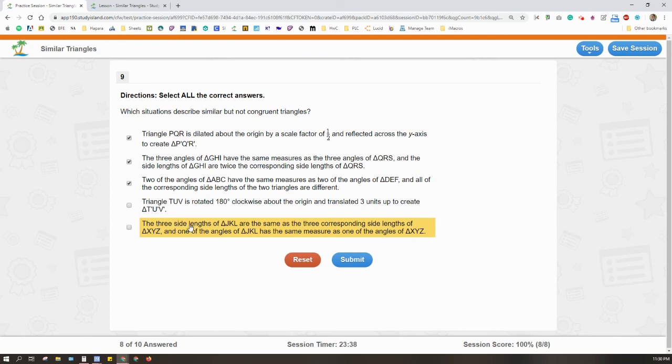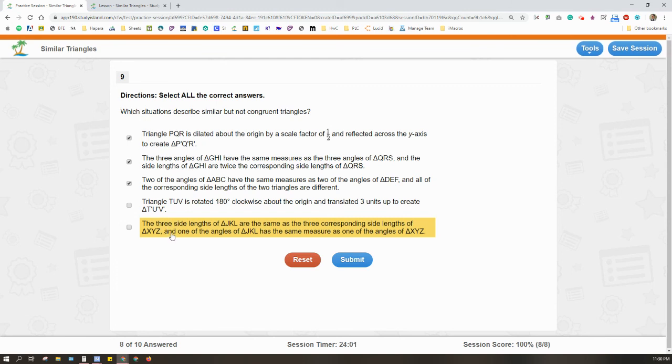Lastly, the 3 side lengths of triangle JKL are the same as the 3 corresponding side lengths of XYZ. I'm just going to stop right there. That's a congruent triangle. I don't need any other information. If the 3 side lengths of one triangle are the same as the 3 side lengths of another triangle, those 2 triangles are congruent. That's the end of it. They will absolutely also have the same angle measures. There's no way around it. This is going to make a congruent triangle.